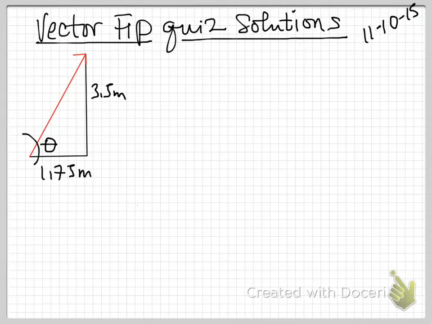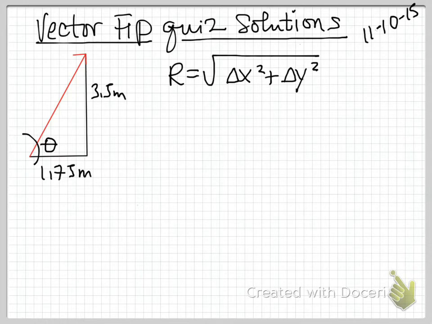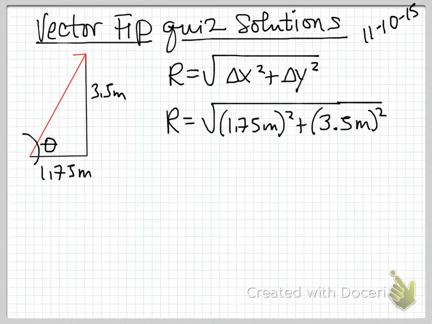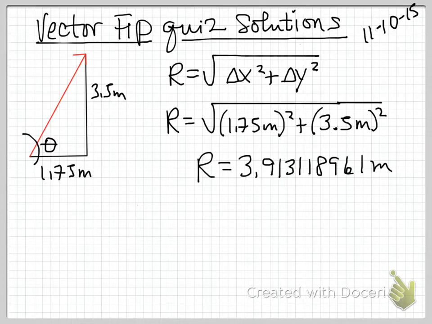Okay, so the first thing to remember is that our resultant, as usual, is equal to the square root of delta x squared plus delta y squared. In this case, that means r is equal to the square root of 1.75 meters squared plus 3.5 meters squared, giving us a value for r of 3.913118961 meters. We'll take the sig figs at the end.